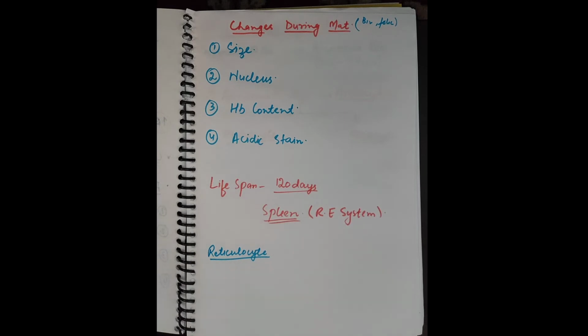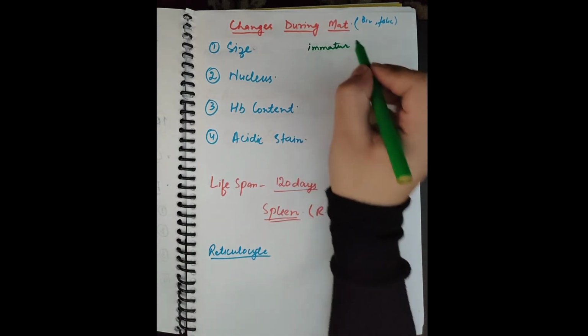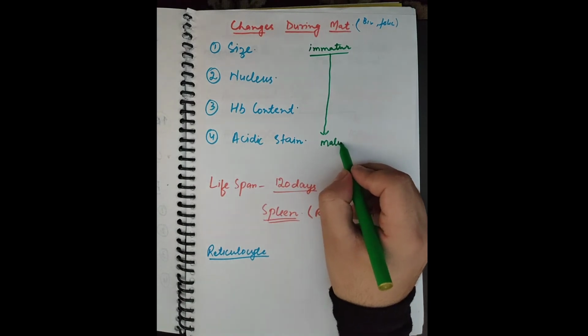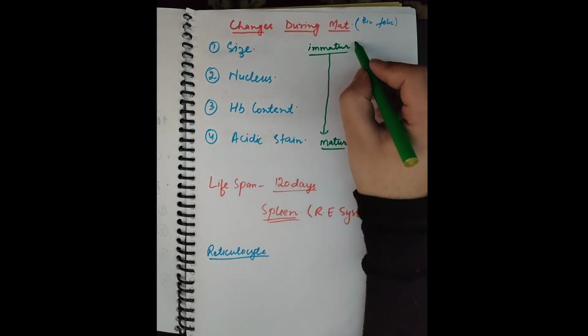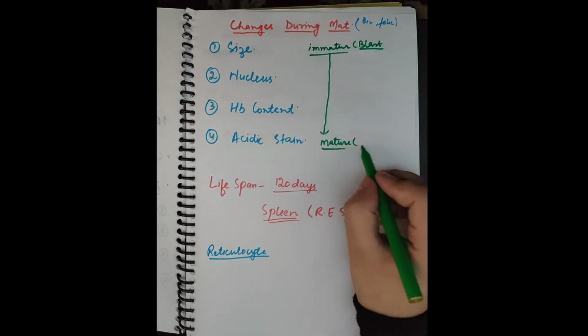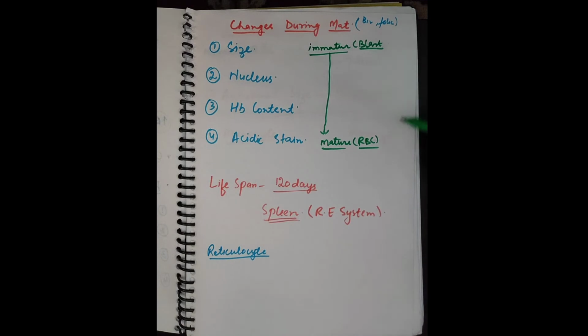Now this is a very important question. What are the changes that happen during the formation of RBC? What do I mean by this? If we have an immature RBC and a mature RBC, the immature is known as blast and the mature is known as RBC, red blood cell. Okay, erythroblast and erythrocyte.